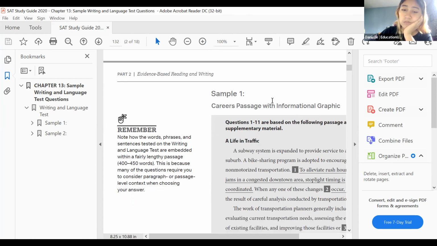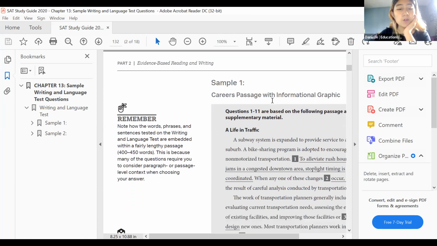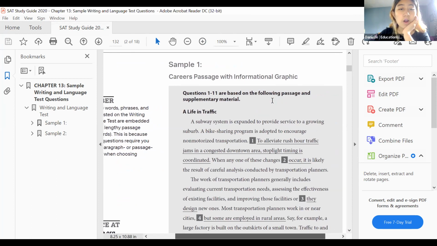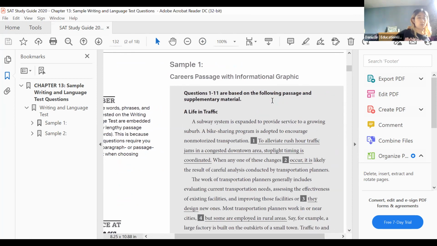All right, so today, guys, we're going to be going over A Life in Traffic. Where is this from? This is from the College Board, the 2020 SAT practice test. So this is really popular. This is also used on Khan Academy. In fact, this is the exact passage they used as practice on Khan Academy.